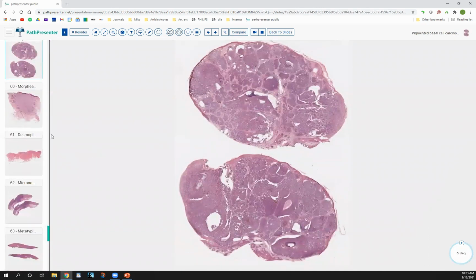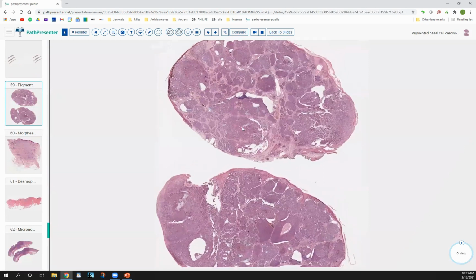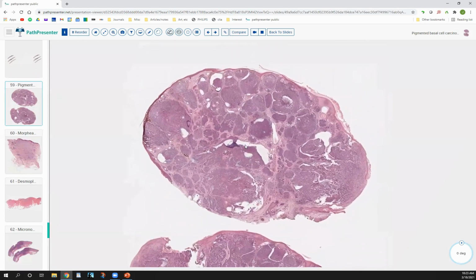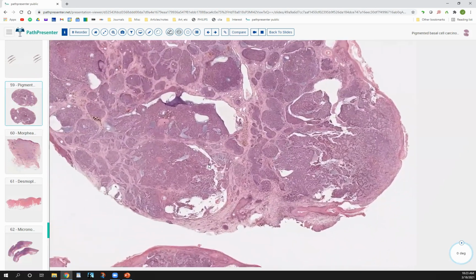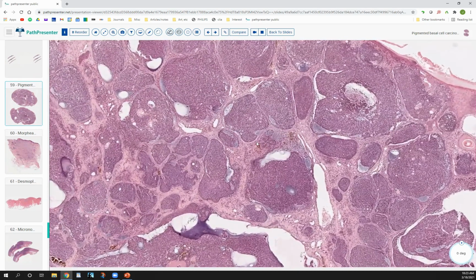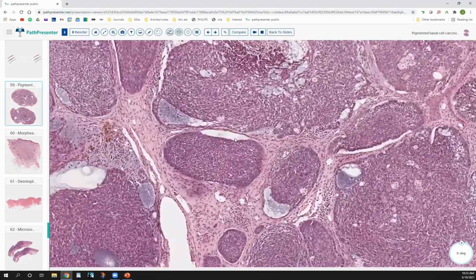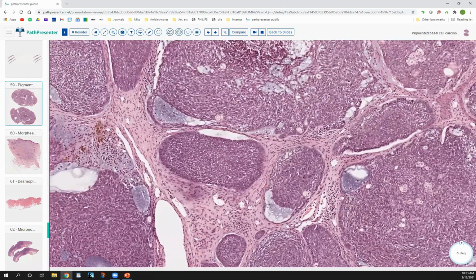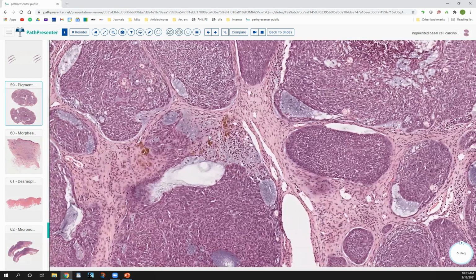So sometimes you can have pigmented variants. So you can have what looks like, this is typically with nodular basal cell carcinoma, you have a very nodular growth. You have that nice fibromyxoid stroma, maybe a little bit of peripheral clefting artifact right there. And then you have little flecks of pigment in between as well.